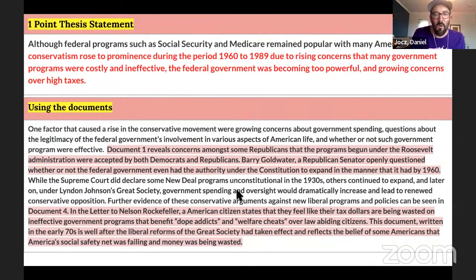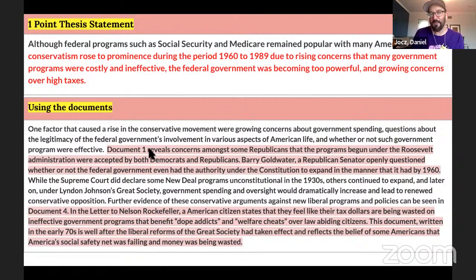This is not the only way to do it, but this is one way you may have used document 1 and document 4. One factor, so now you're starting to defend your thesis, that caused a rise in the conservative movement were growing concerns about government spending, questions about the legitimacy of the federal government's involvement in various aspects of American life, and whether or not such government programs were effective. So that's like building on the thesis statement.